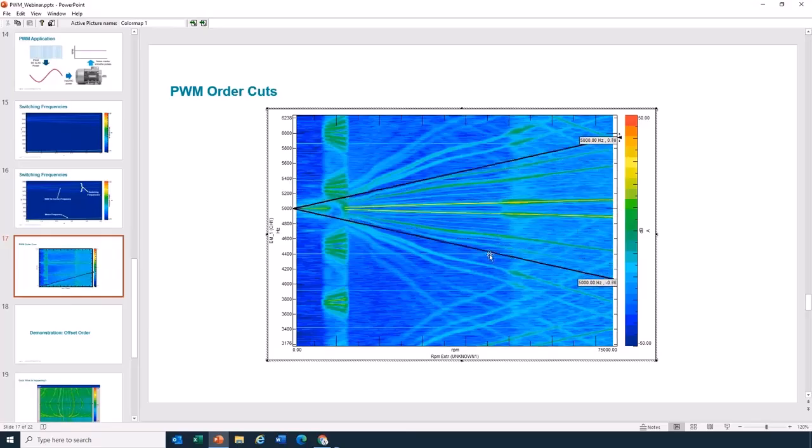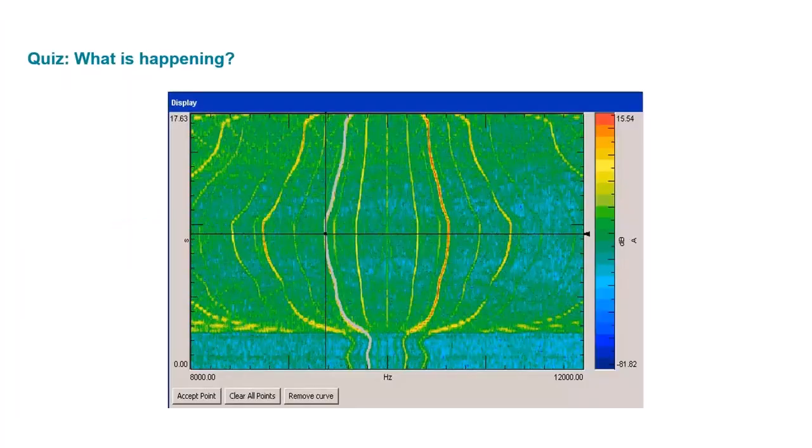Very useful. Now that we're experts on this, I'm going to present some different PWM color maps. We'll see if we can interpret what's going on there. So it's like a quiz, Charles. So what do we have going on here?